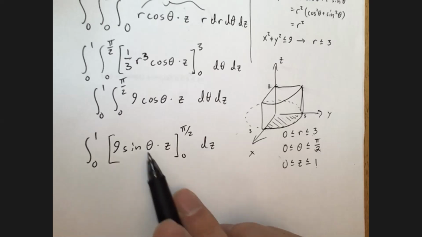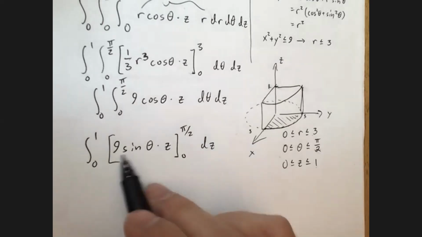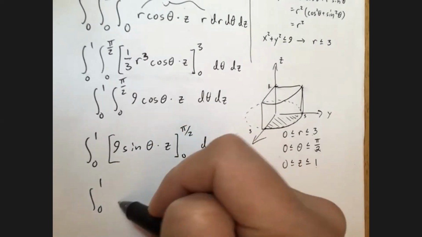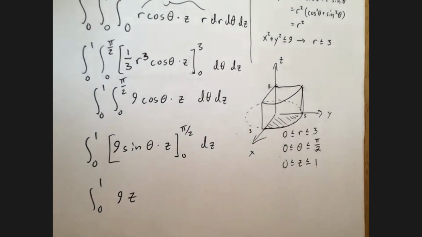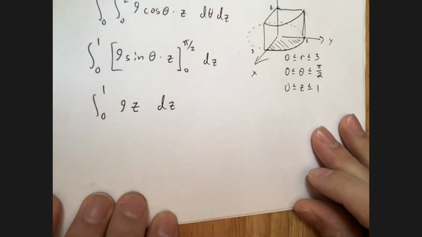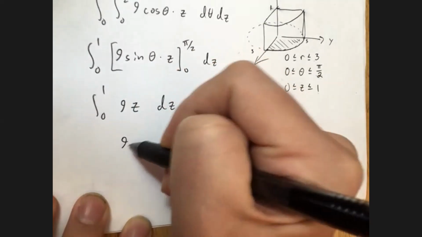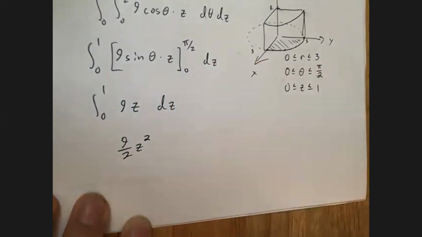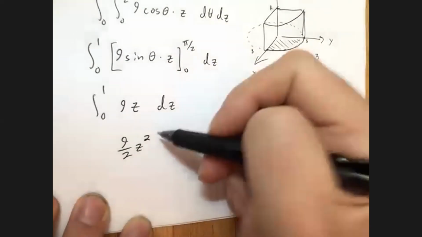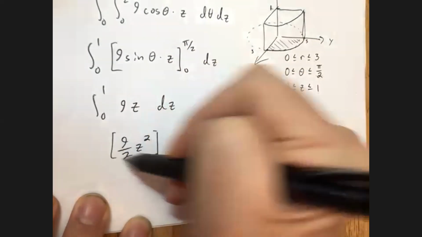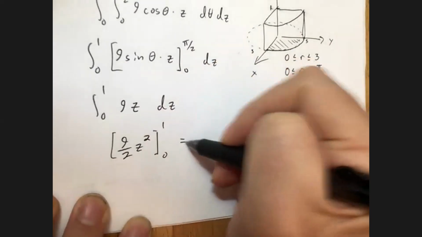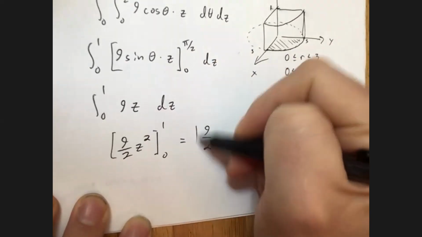So I'm going to take what I get when I plug in 1 up here and subtract 0. So I just get 9z. Okay, finally, we do this integral. Antiderivative is 9 over 2 z squared. Evaluated from 0 to 1, we get 9/2. And so there's our final answer.